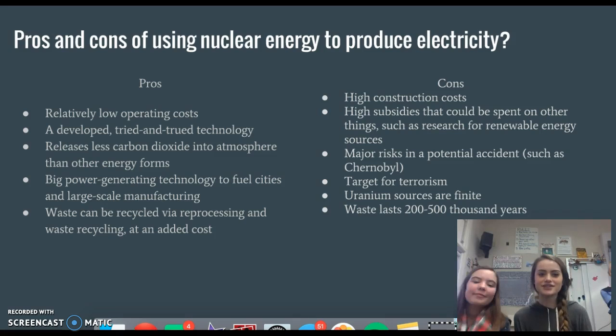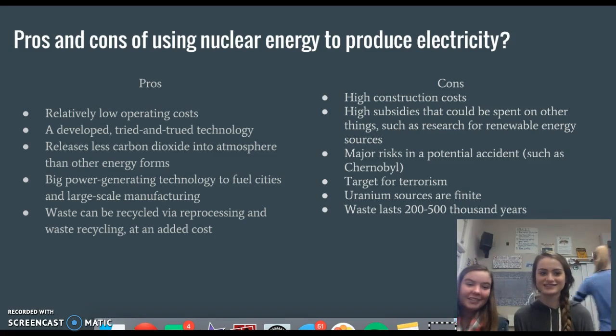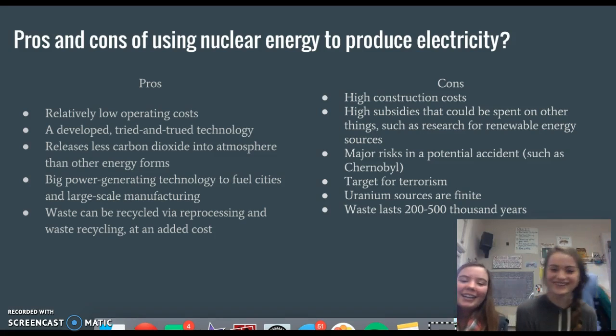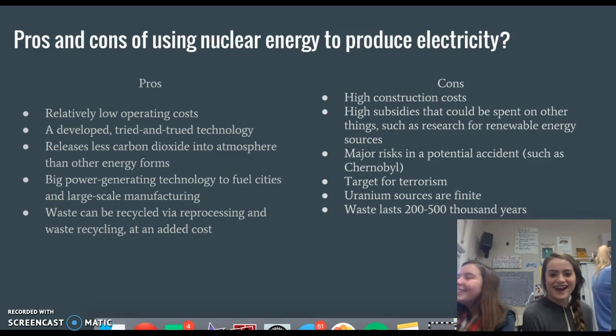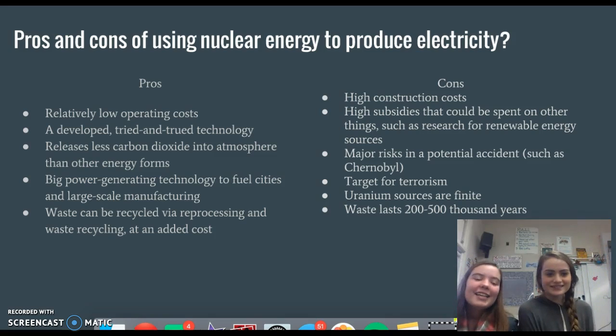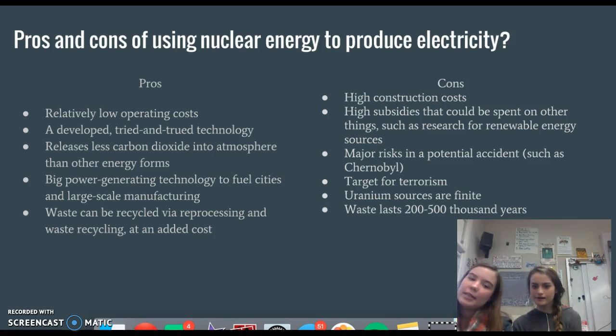Some pros and cons of using nuclear energy. So the pros are its relatively low operating costs and a developed, tried and true technology. Okay, so some pros of nuclear energy is that it releases less carbon dioxide into the atmosphere than other energy forms, and its big power generating technology fuels cities and large-scale manufacturing, as well as waste can be recycled via reprocessing and waste recycling, although this comes at an added cost.